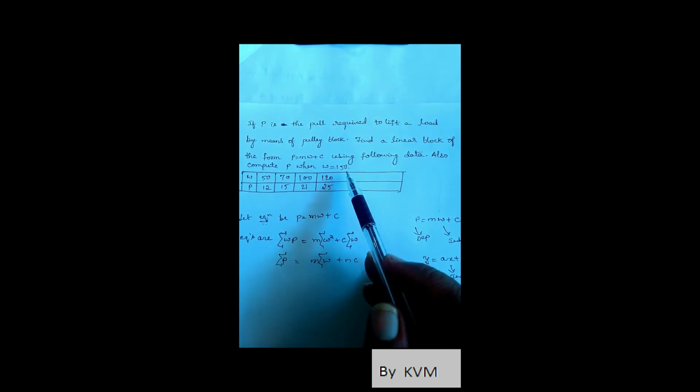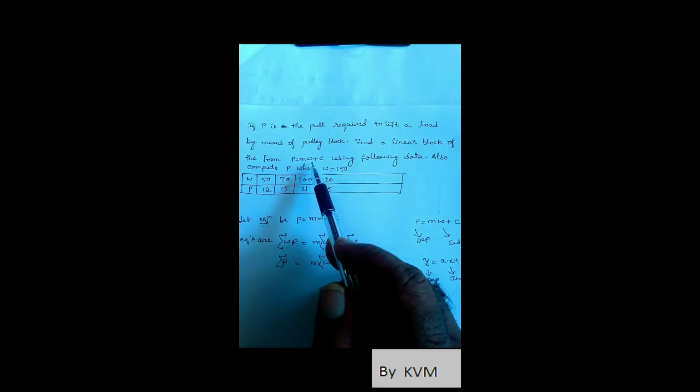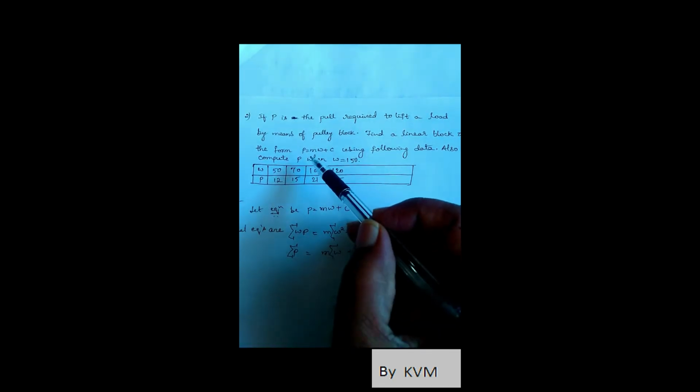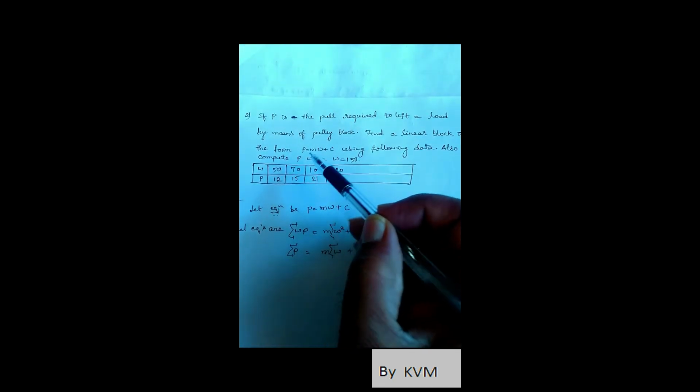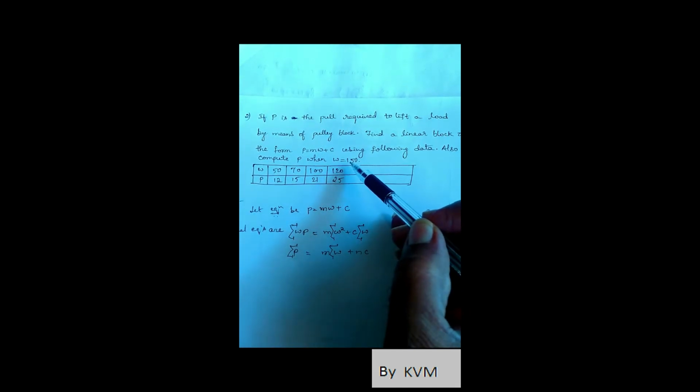So here, for the given data, we have to find the linear equation of the form P equals m into W plus c. If you see this equation, your dependent variable is P and independent variable is W, similarly in the equation y equals ax plus b, x is the independent variable and y is the dependent variable. After finding the linear equation, we have to compute the pull required, that is P, to lift a load of 150.